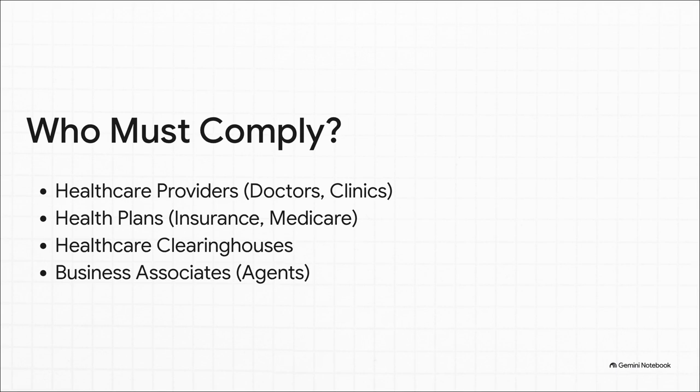There are three primary categories here: healthcare providers, like your doctors and clinics, health plans, like Medicare and private insurance, and healthcare clearinghouses that process billing and claims. But it doesn't stop there. What about all those outside agencies that help us run our facilities? These are our business associates, agents performing functions like medical dictation, accounting, or legal services.